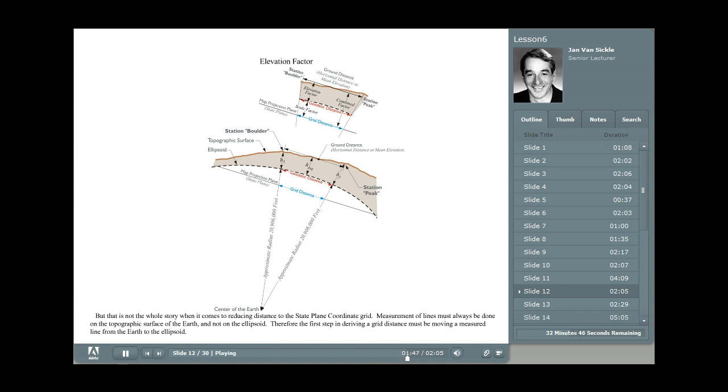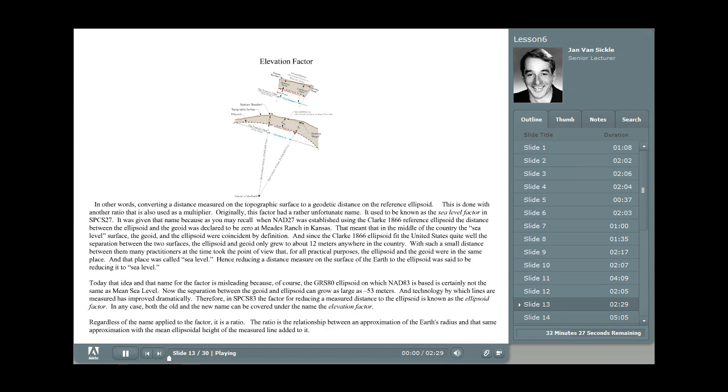Now you notice in this image that the approximate radius of the Earth, 20,906,000, is shown from the center mass of the Earth up to the ellipsoid. Now, of course, this is an approximation. It's an average. It's a general term. But it's adequate to use in creating this elevation factor.